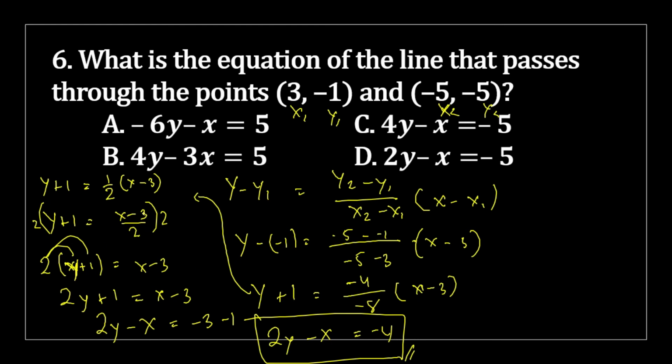Oh, I see. I made a mistake here. If we distribute 2, this should be 2 plus 2. So again, 2 times y is 2y, 2 times 1 is 2. So if we transpose to the other side, this will become negative 2. Negative 3 minus 2 is negative 5. So again, I'm sorry. So the answer is 2y minus x equals negative 5. That is letter D.